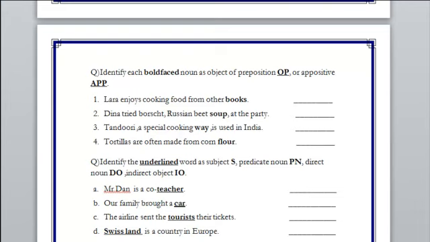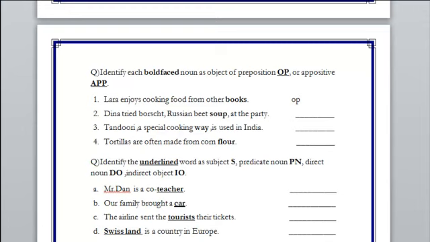So the first sentence here: Lara enjoys cooking food from other books. When you look at the word books, the bold one, you'll see that it is the object of the preposition phrase. Why? Because I have from over here as a preposition. Refresh your mind: prepositions such as in, on, from, above, over, under, for, and many other prepositions. If you check your book regarding this lesson, the grammar for writing provides a big table with many prepositions. So this one will be taking OP as an object of the preposition.